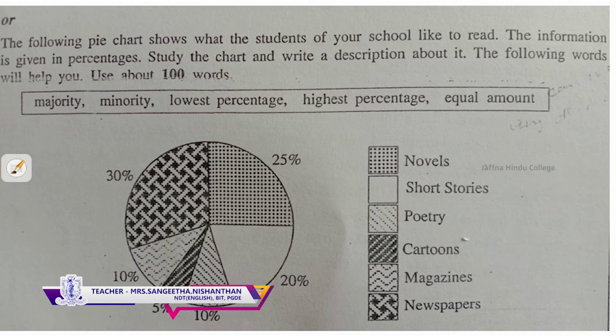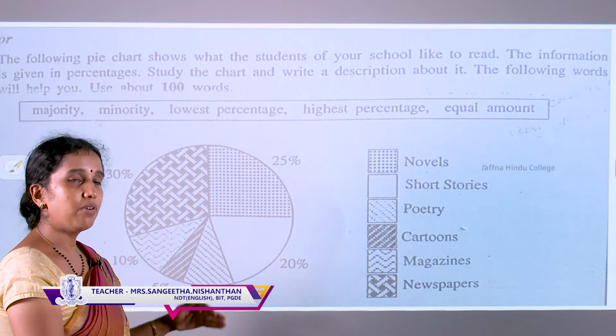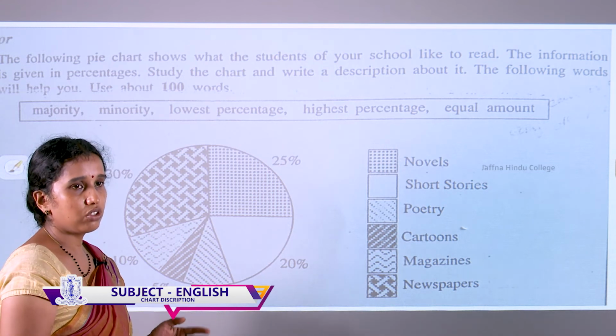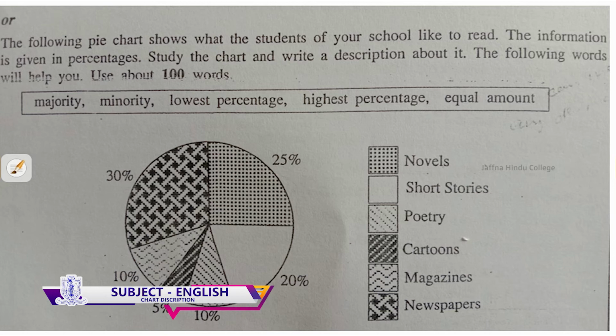The following pie chart shows what the students of your school like to read, the reading materials they would like to read. The information is given in percentages. Study the chart and write a description about it. You have to write it the same as for the bar chart. In the first paragraph, you should give the introduction, the title.